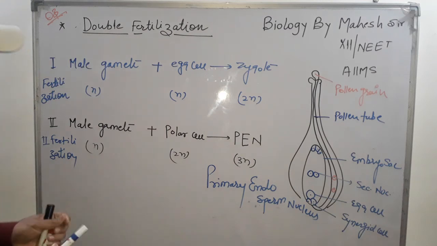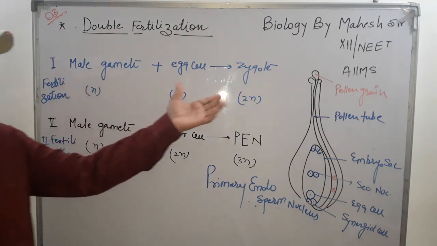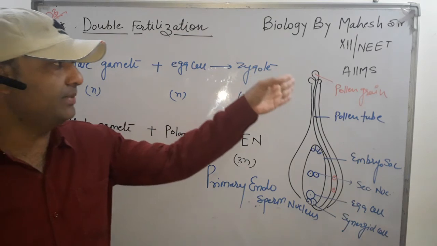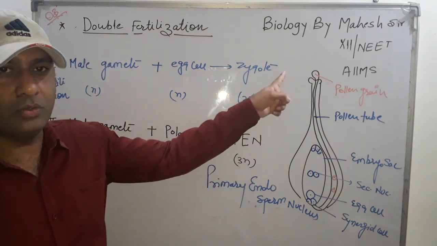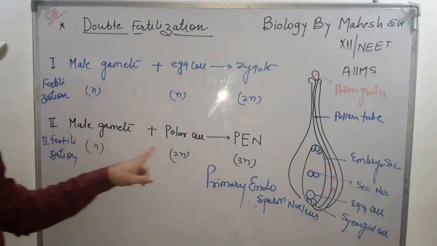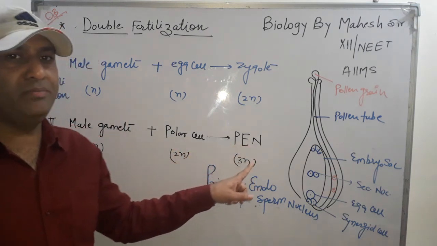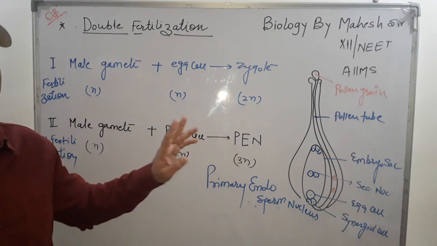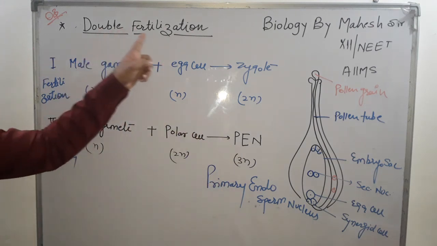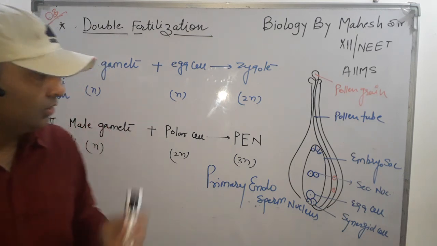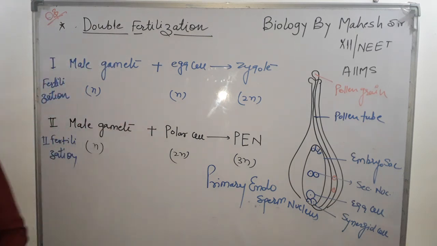Now the first male gamete fuses with the egg cell and produces a zygote. The zygote develops into the embryo, and the primary endosperm provides nutrition to the developing embryo. The second male gamete fuses with the polar cell and produces a primary endosperm nucleus which is triploid or 3n. That's why it is called triple fusion, and the two fertilizations are called double fertilization. Clear? So you can take a screenshot of this diagram.